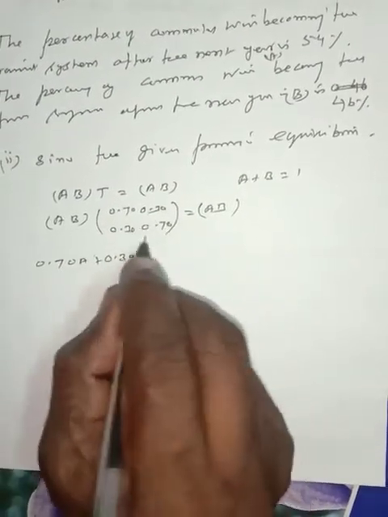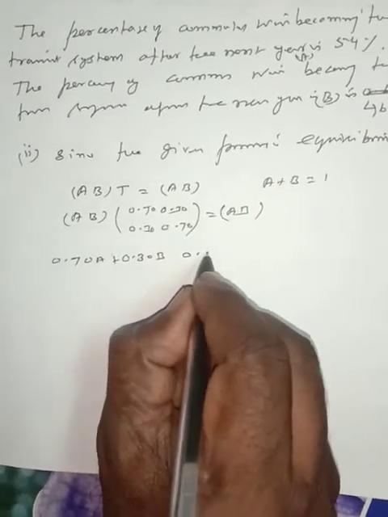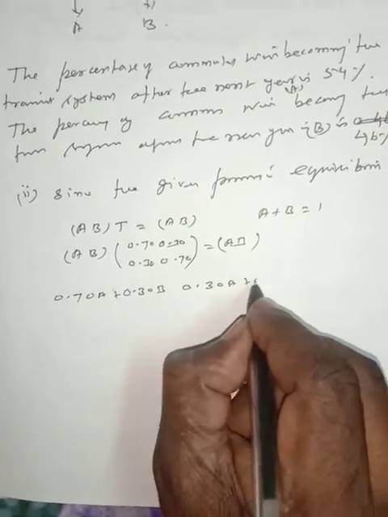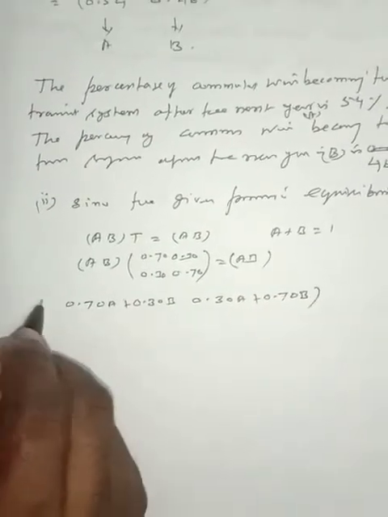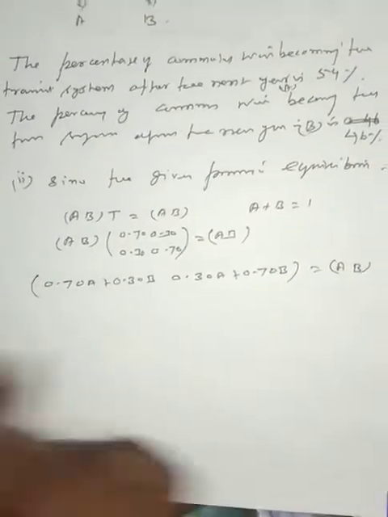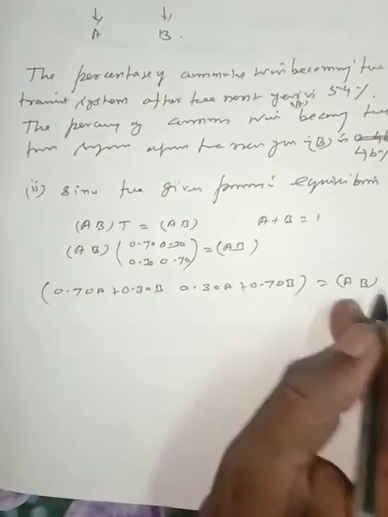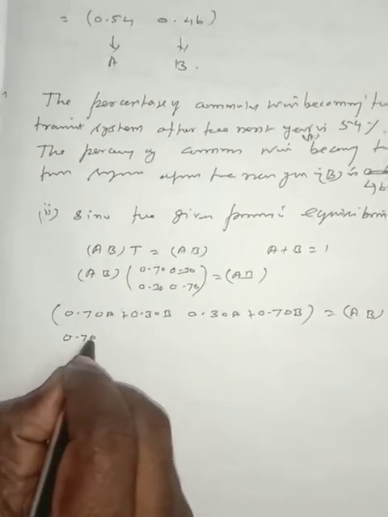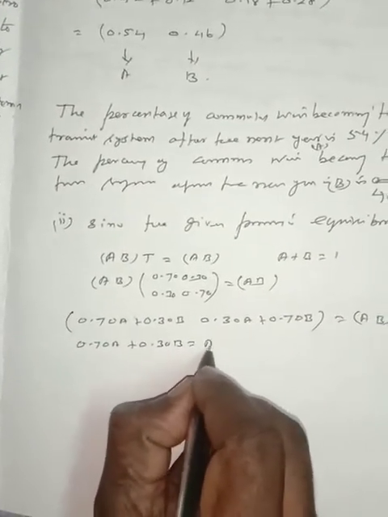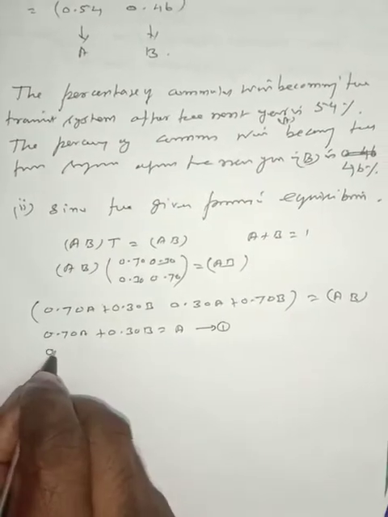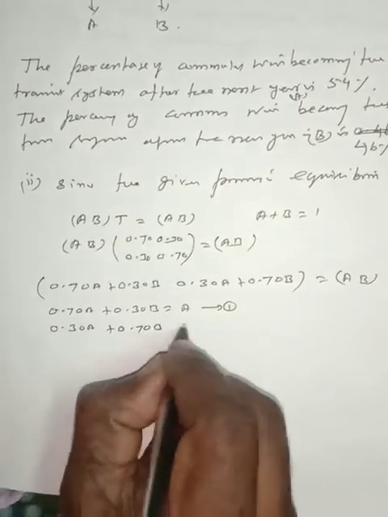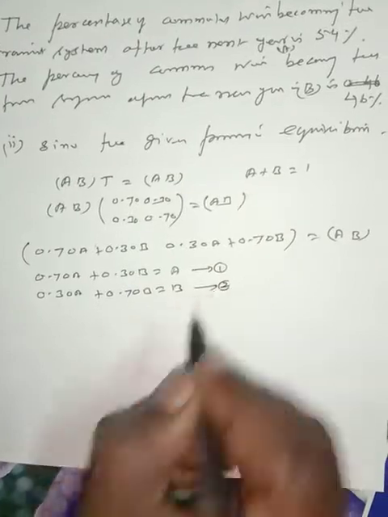then 0.30A plus 0.70B is equal to AB. 1 cross 2 matrix, 1 cross 2 matrix. So first is equal to first: 0.70A plus 0.30B is equal to A. Number this as 1. 0.30A plus 0.70B is equal to B. Number this as 2.